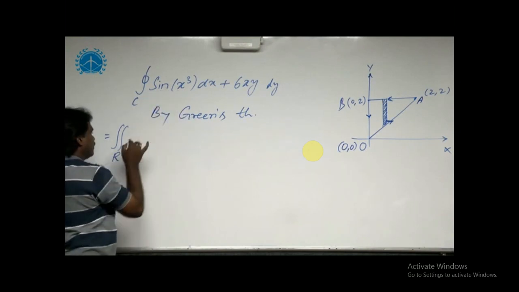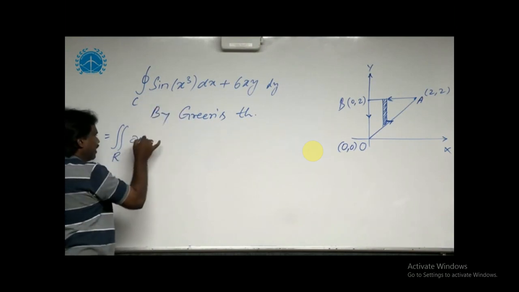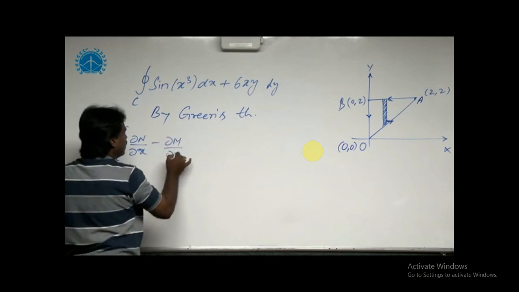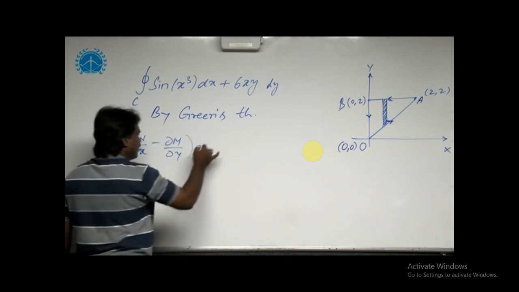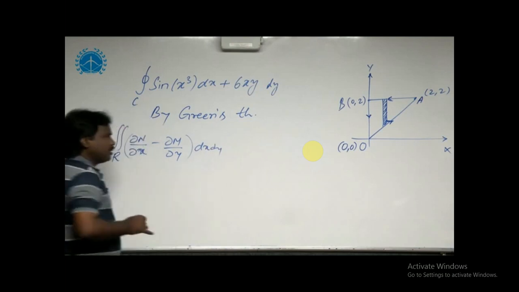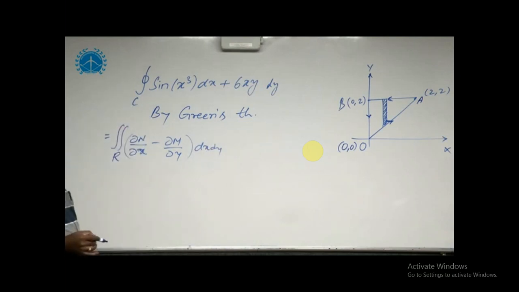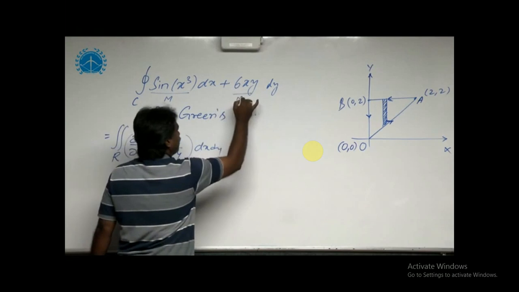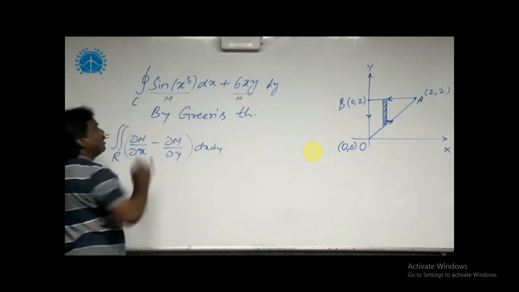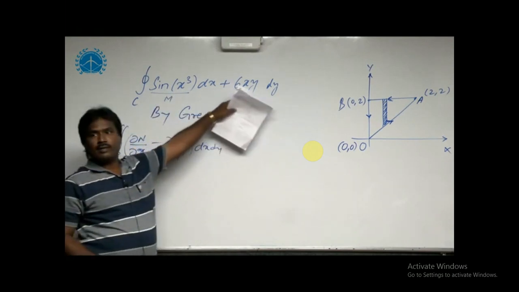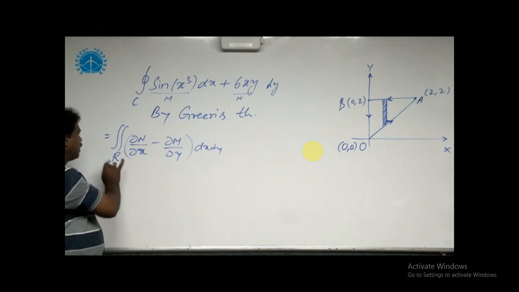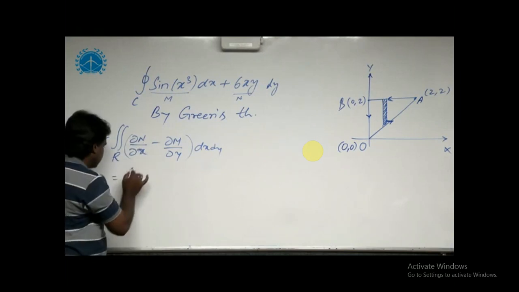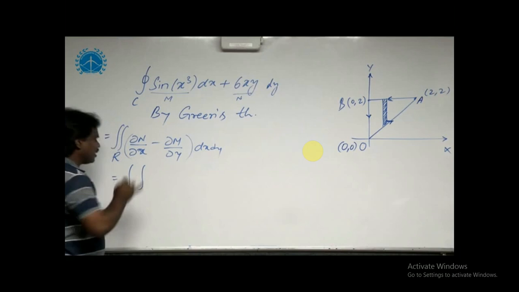I will write the theorem now. The integral of M dx plus N dy is equal to the double integral over the region R of dN by dx minus dM by dy, dx dy. So that is equivalent to a double integral with conditions.